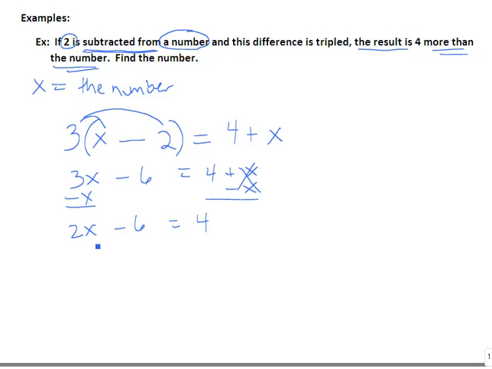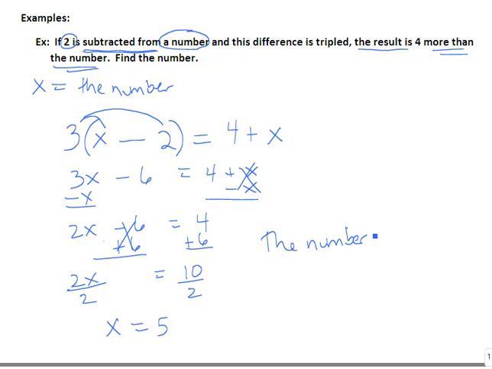My x is on the left side, so I need the numbers on the right side, so we're going to add 6 to both sides, and that'll leave me with 2x equals 10. To finish solving for x, we want to get rid of that 2 by dividing, so I'm going to divide both sides by 2, and that tells me that x is 5. Now for our final answer, make sure you write your answer in a complete sentence. So the number is 5. And there we are.